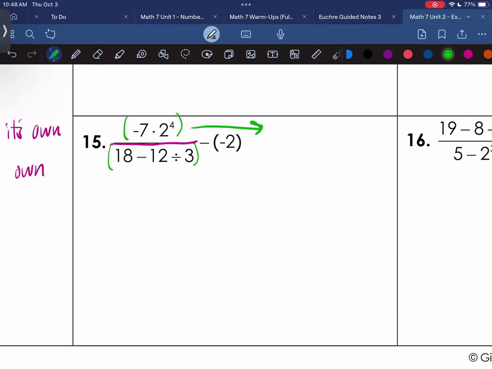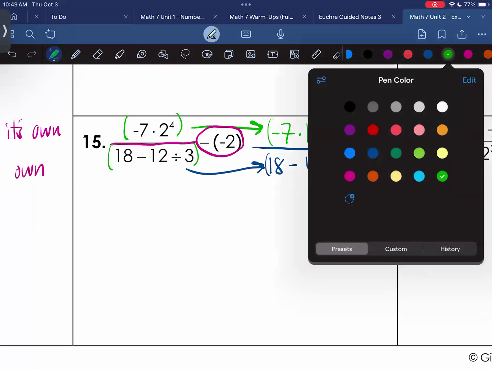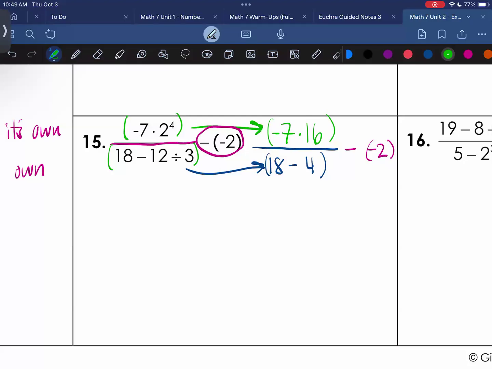Okay, so let's go ahead and do the top. Top part, we're going to get -7 times, well, 2 to the power of 4 is going to be 2 times 2 times 2 times 2, which will be 16. Bottom of the fraction, we need to do division before we do subtraction. So we have 18 minus, and then we need to solve 12 divided by 3, which is 4. And then also don't forget about this attached to the end, minus -2. And we'll deal with that later, after you simplify the fraction. Fraction is a division problem, so that has to get done before this, minus -2.